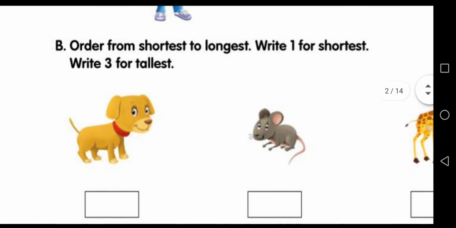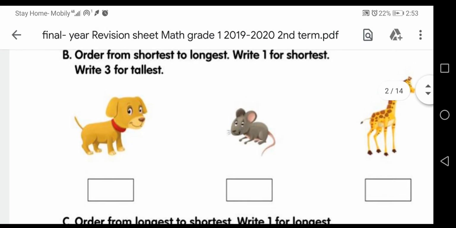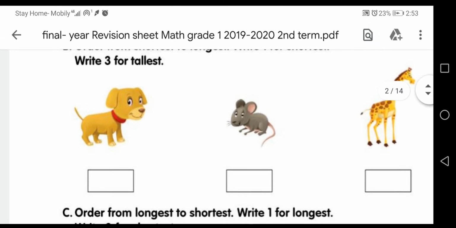Excellent. Now, B. Order from shortest to longest. Write 1 for shortest, write 3 for tallest, and of course 2 for the one in between. Okay? So I should write 1 for the shortest and 3 for the tallest.